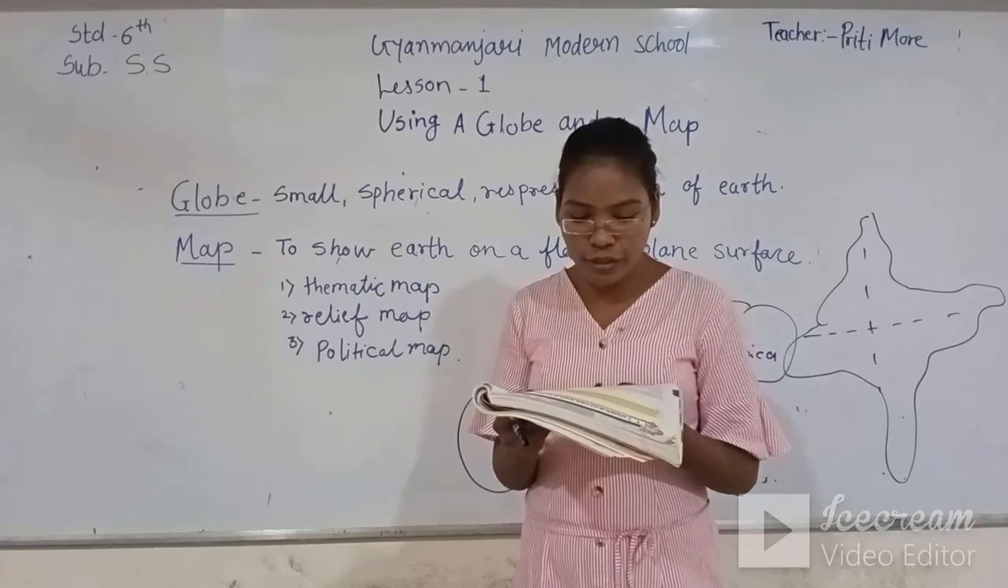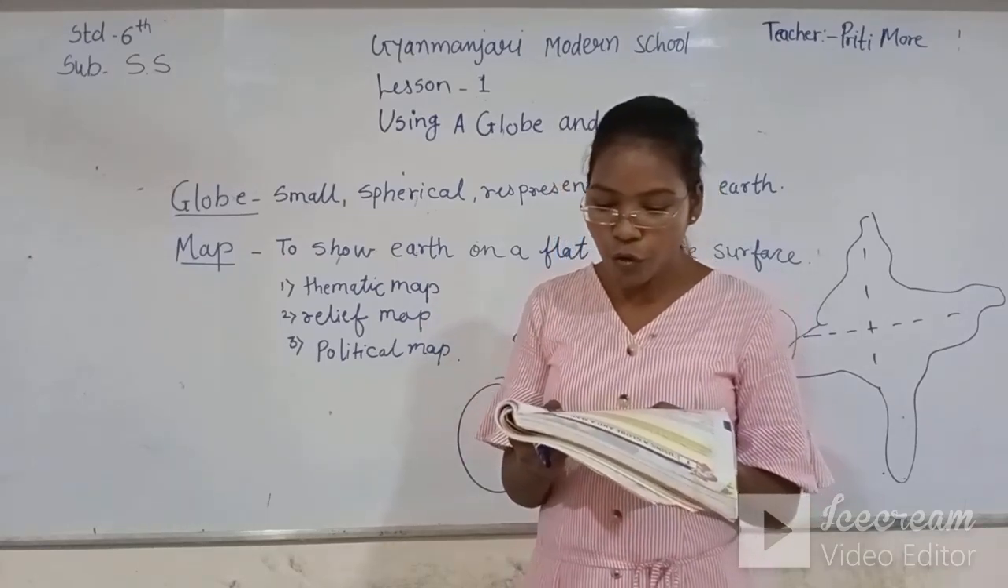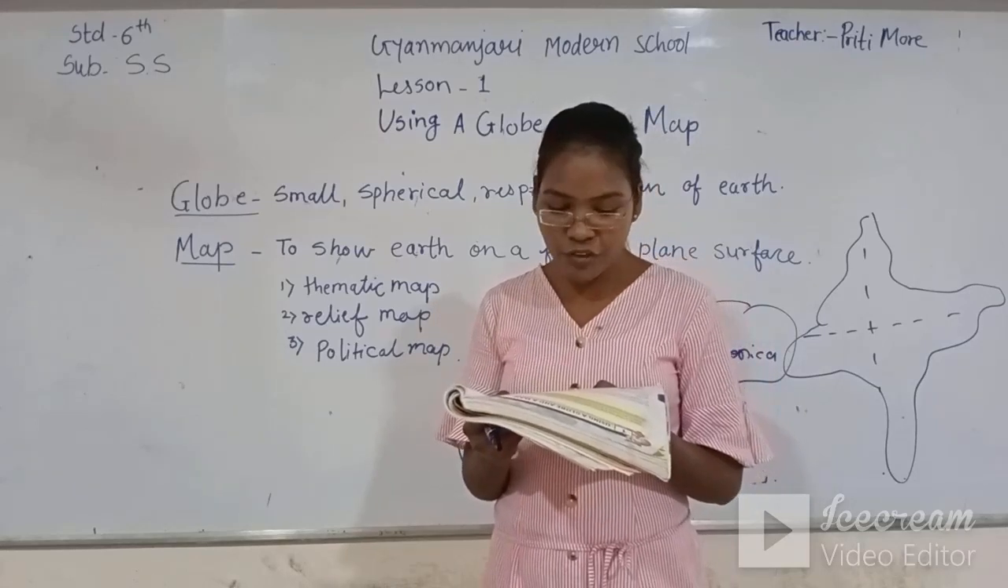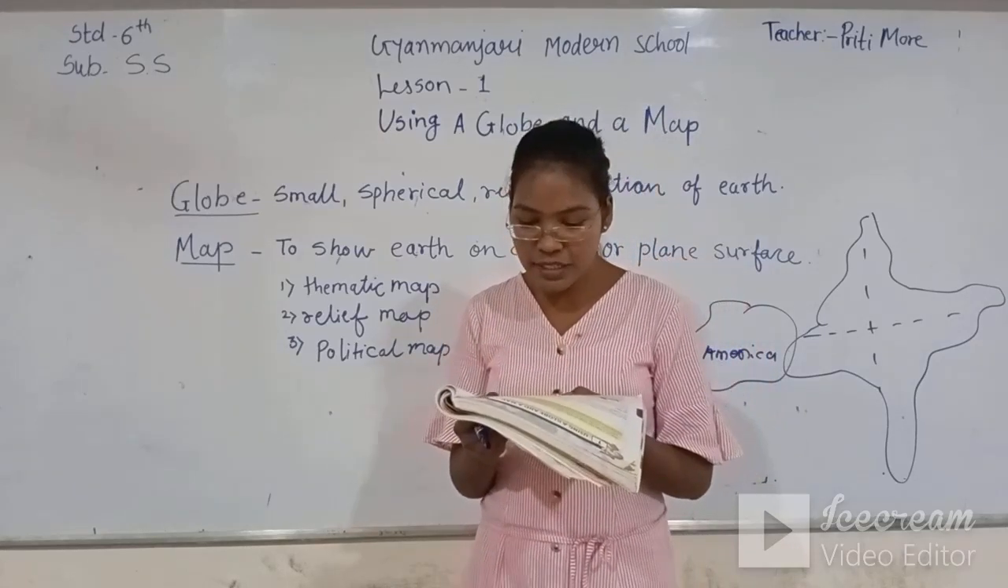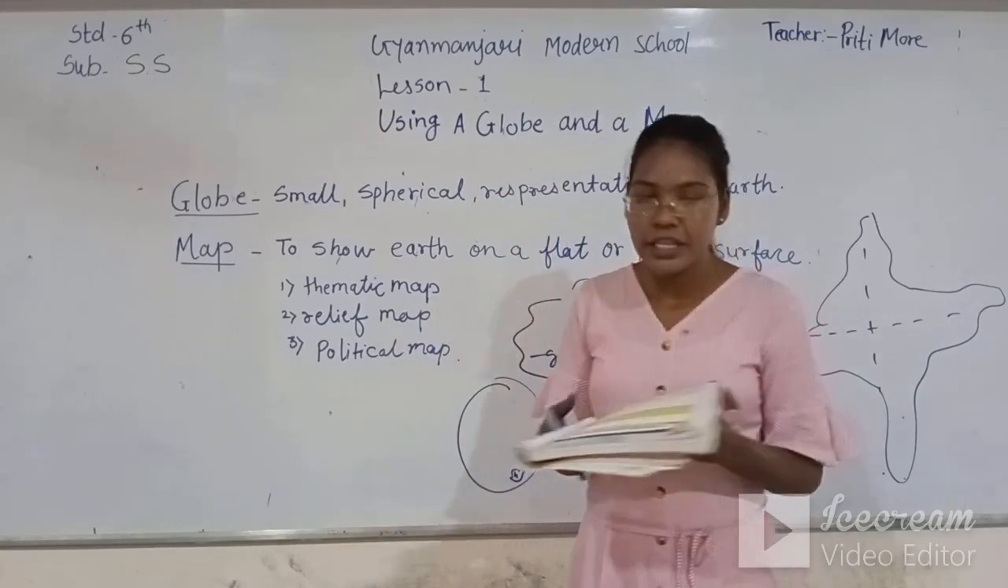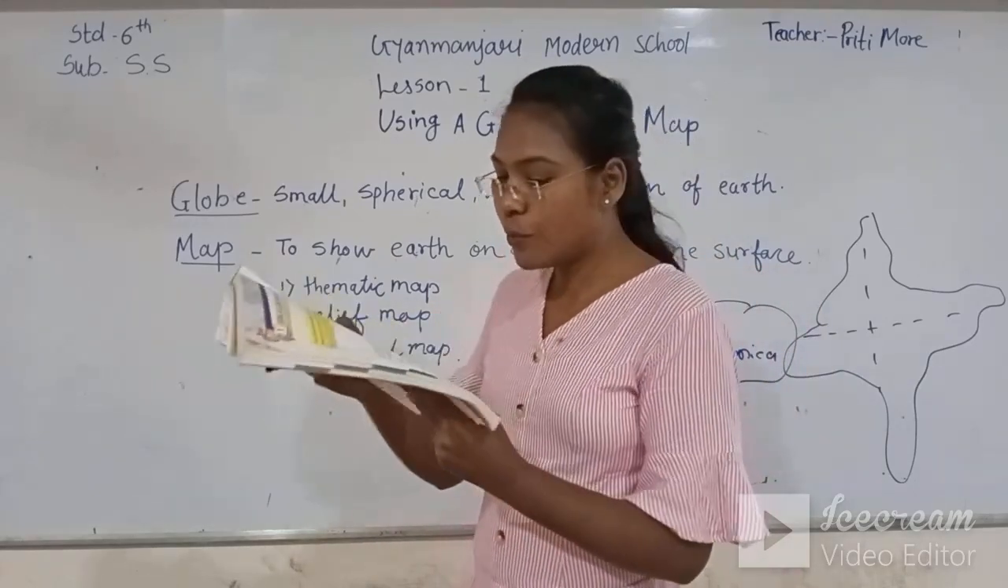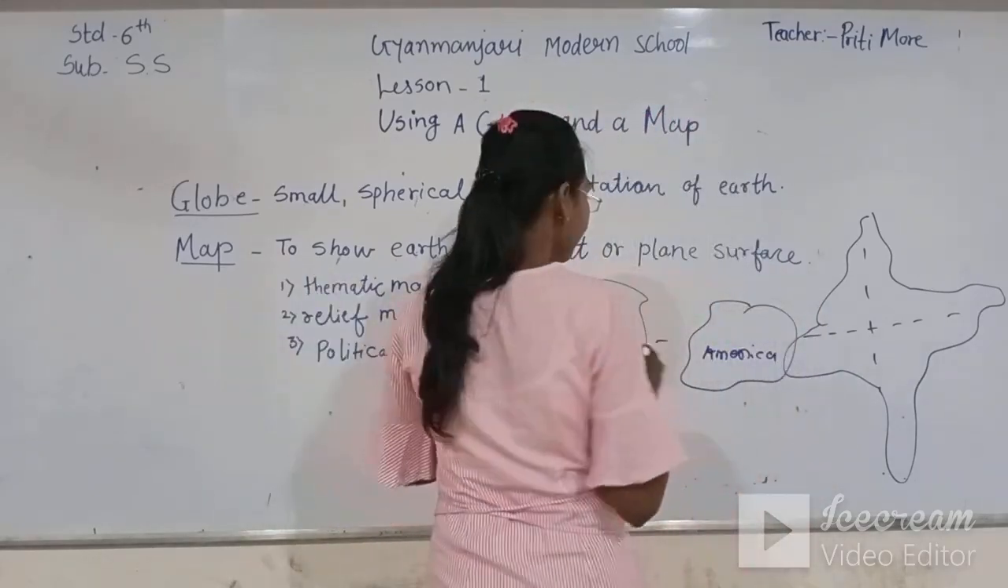Thus, maps are not as accurate as a globe. On both a globe and a map, we have lines called latitudes and longitudes. You can see them in both the globe and the maps.